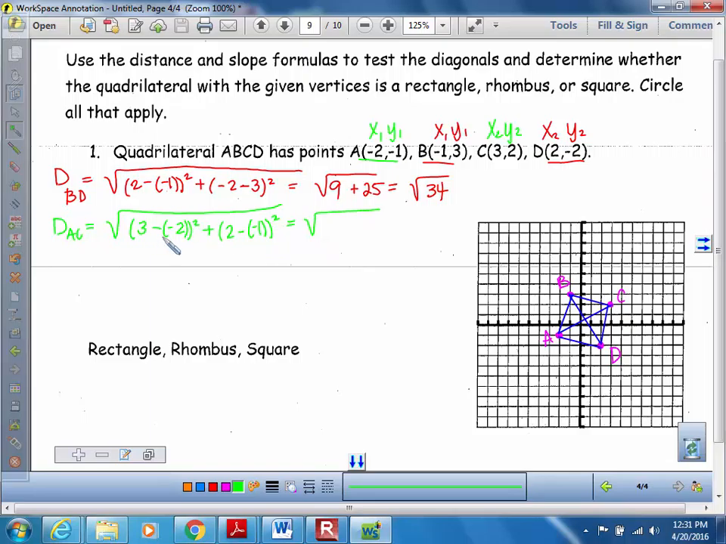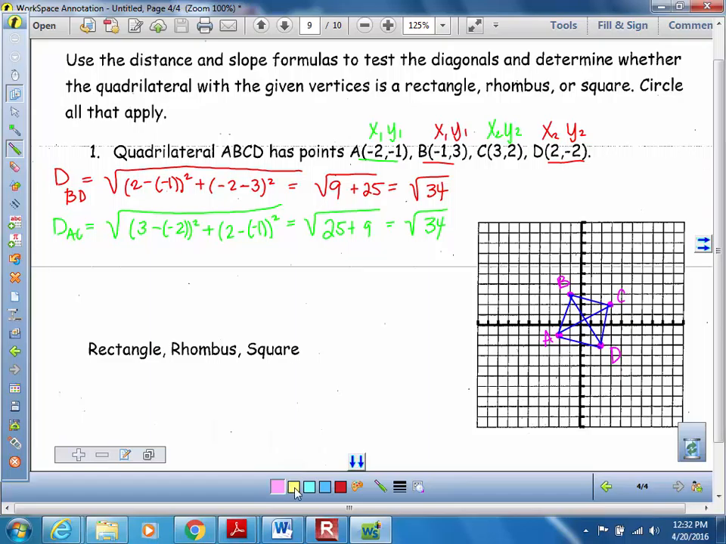Okay, so 3 minus a negative 2, that's actually 3 plus 2, which gives us 5, and 5 squared is 25. Plus 2 minus a negative 1 is a positive 3. 3 squared is 9. So if the distances of the diagonals are the same, what does that mean? Means it's a rectangle. Okay?